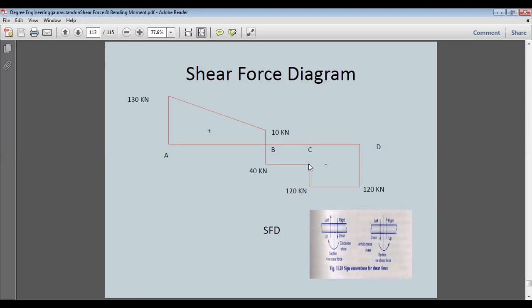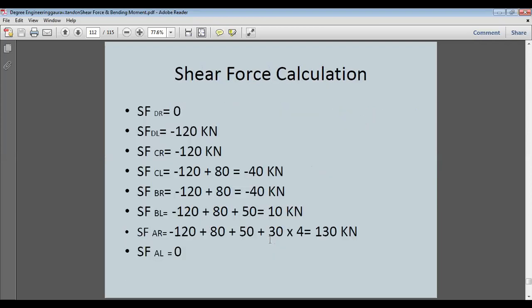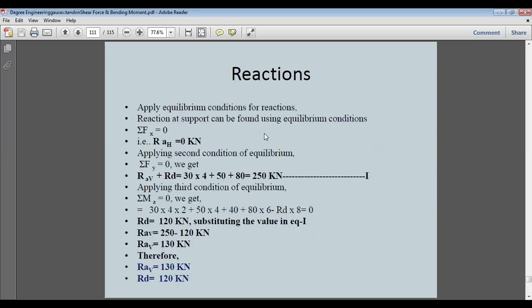Then from C to B point we are not having any addition except at point B we are having another 50 kilonewton downwards. So the 50 kilonewton downwards is added. So this will be 50 at this point and 40 plus 10. This is the point from here to here because this is 40, and we are adding 50. So from here we have to go vertical for 10, another 10 kilonewton.